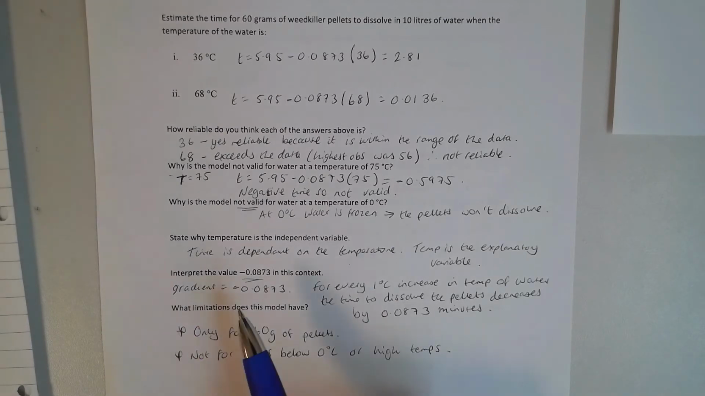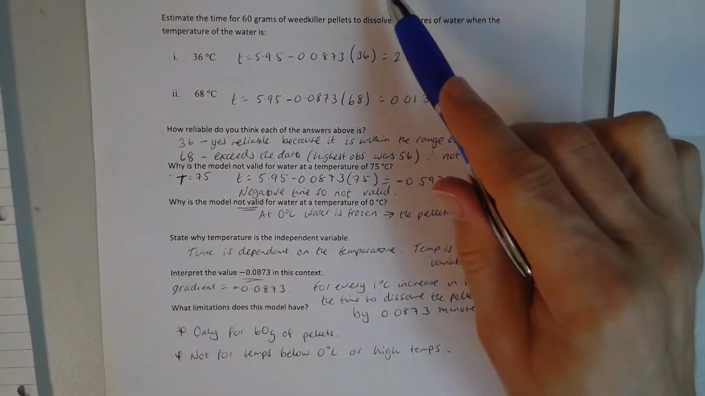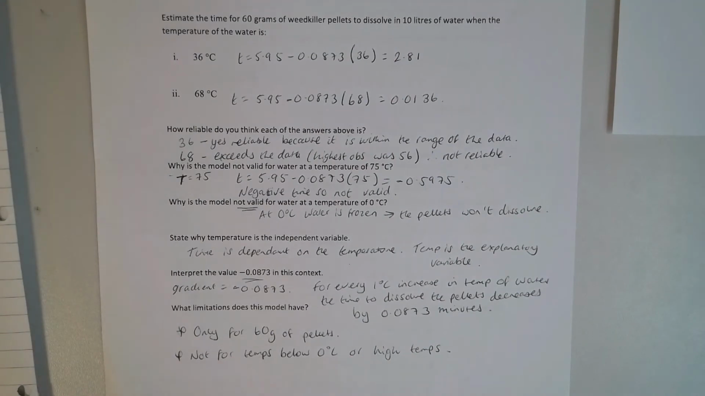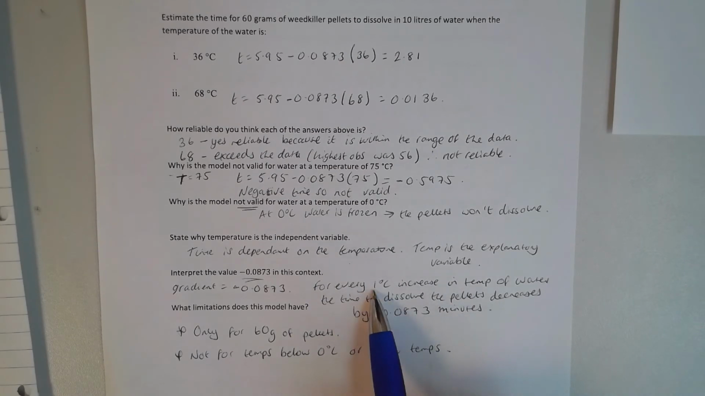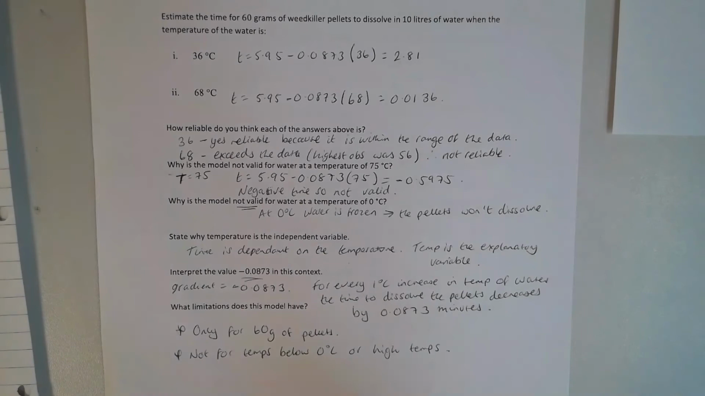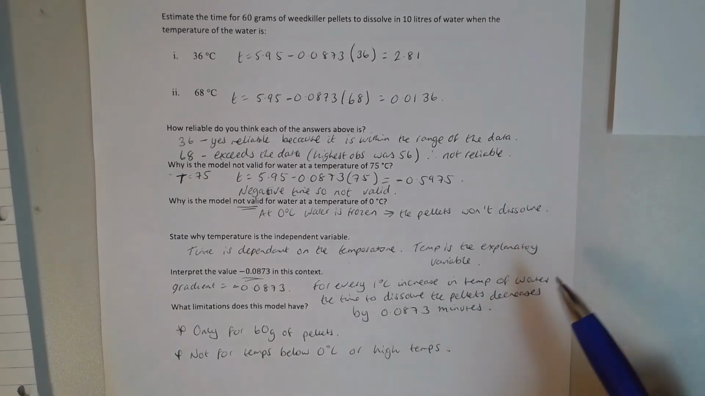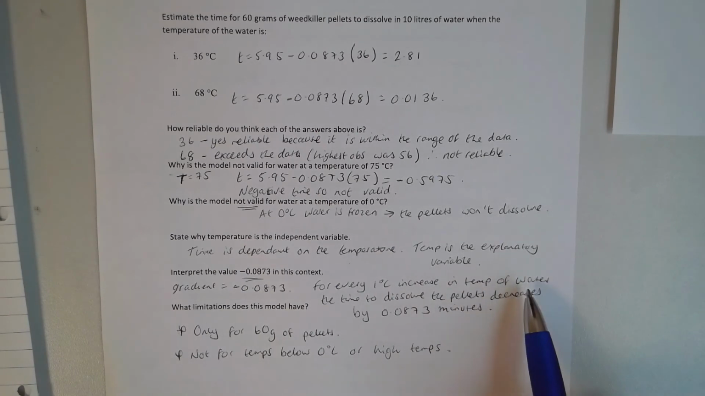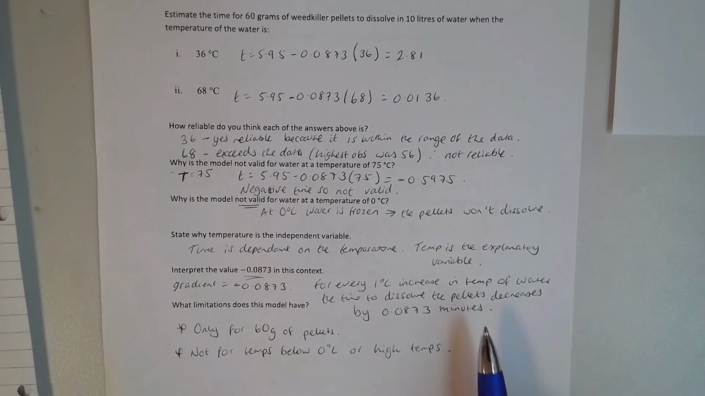That negative 0.0873 value that was in front of the T, well, that's the gradient, and so for this we've got it, and every time we increase the temperature by 1 degree C, the time is decreasing by 0.0873 minutes. So that's in context, making sure you mention the temperature of the water and the time taken to dissolve, using the units degrees C and minutes.